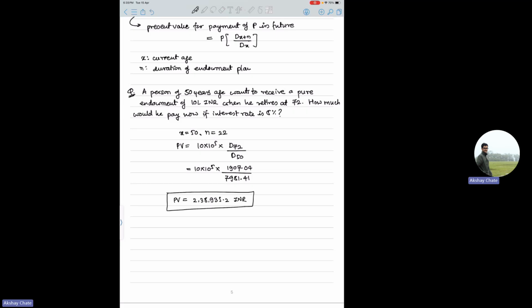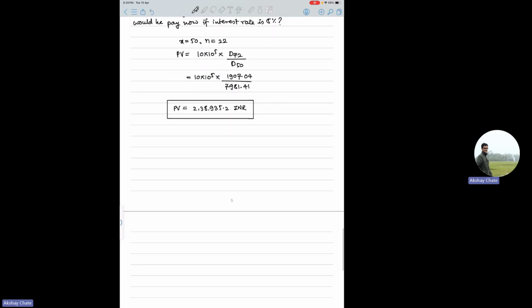Okay, so if you want to receive like 10 lakhs after 22 years from your present age, you need to pay today 2,38,935 rupees. Okay, and assuming that the interest rate remains constant at 5%. Okay, so this is the endowment plan.